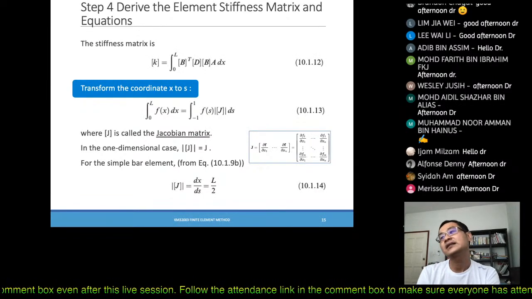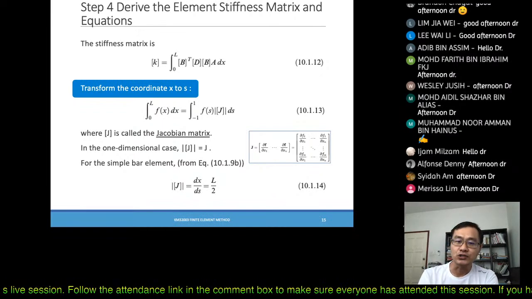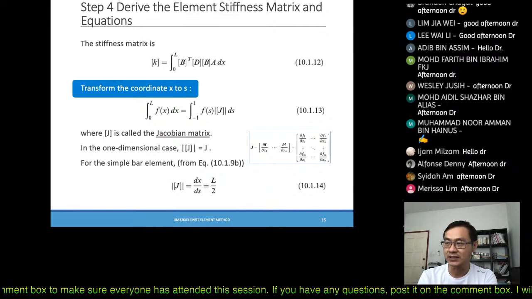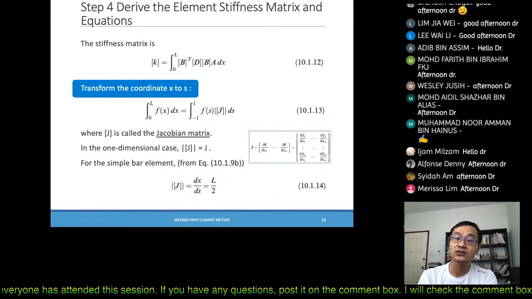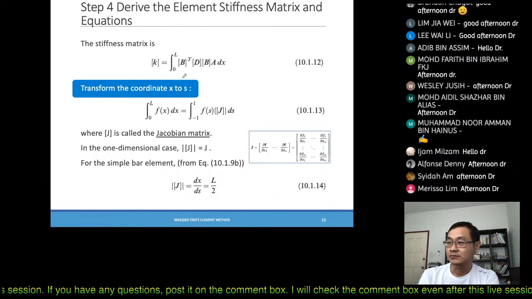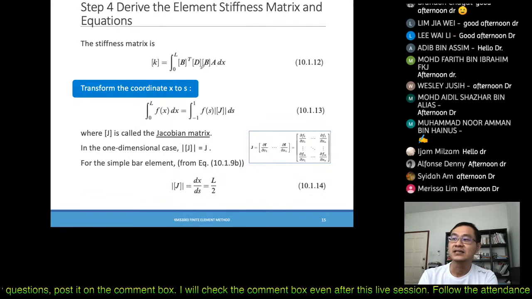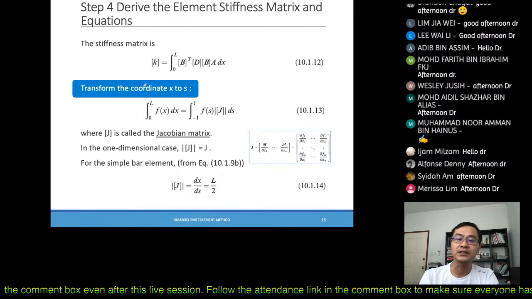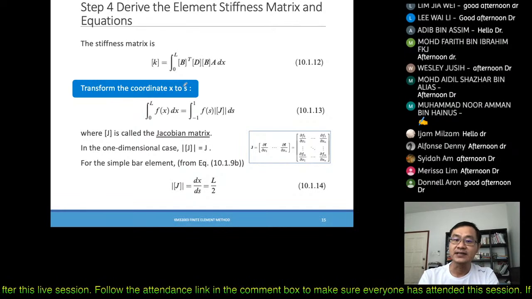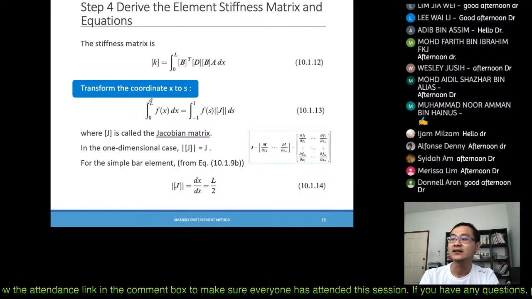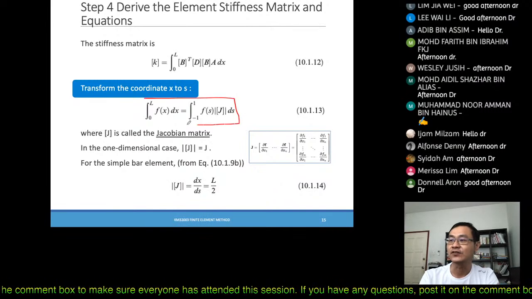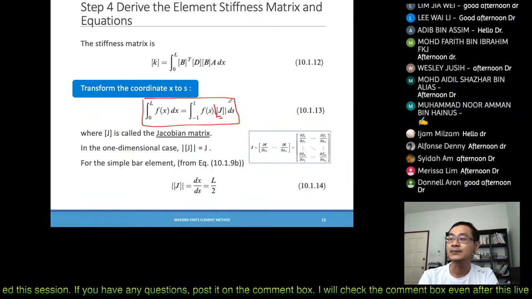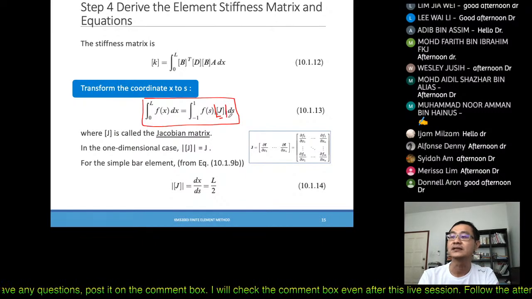So after we get those things, we can always construct the element stiffness matrix now, by using the stiffness matrix formulation, which is an integral of the transpose B, D, B, A, and dx, right? And also we can transform the x coordinate into the s coordinate by using these prescribed formulations, which involve a Jacobian, right? So this is a determinant of Jacobian, right?